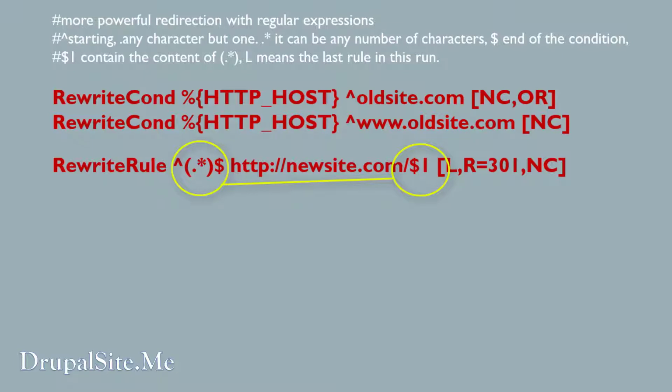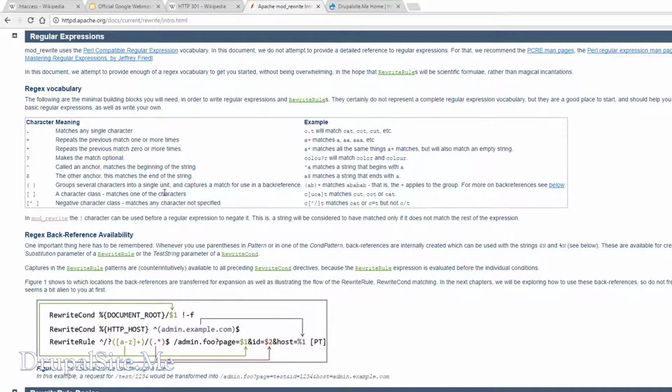Dot means any single character, the star symbol means any number of characters, and dollar means the end of the condition. So what this rewrite rule does is it replaces the old domain name with the new domain name. Whatever comes after the old domain name, it puts under the new domain name. That is what the $1 means. That $1 is a replacement of what is resolved in here. L means this is the last rule, and R means the redirection is 301, and NC means not case sensitive.